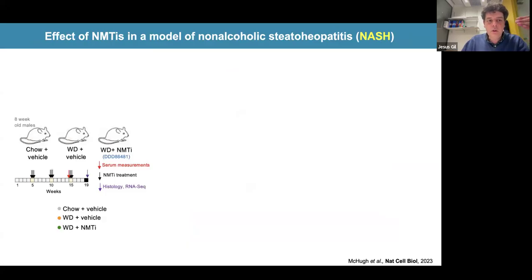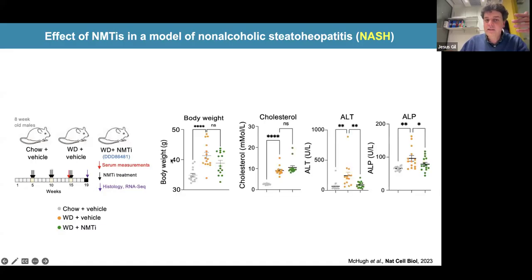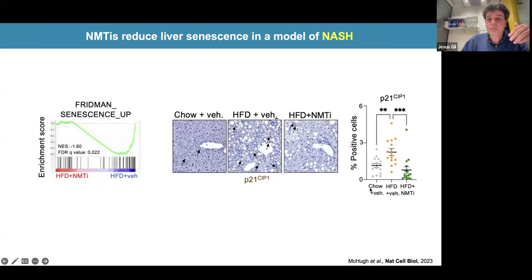I'm going to just very quickly go through some of the phenotypes that we can see in this model of high-fat diet that mimics what happens during non-alcoholic steatosis. So mice gain weight. They also have higher levels of cholesterol in blood. And we can detect these ALT and ALP enzymes that tell us about liver damage. And these phenotypes are partially reverted when we treat with NMT inhibitors.